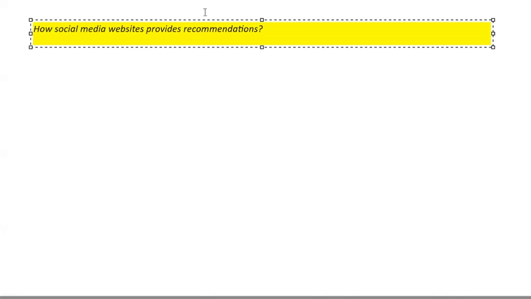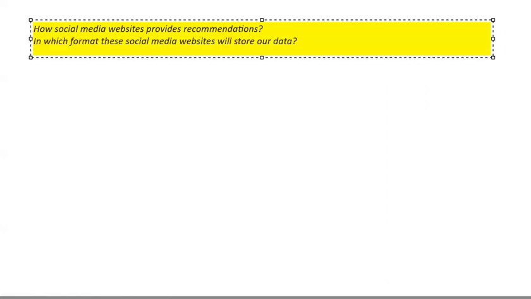In order to provide a recommendation, first they need to store our data, right? Yes. So in which database are they storing our data, in which format are they storing it, and what is the mechanism they use on our data to provide certain relations or to recommend us any particular user?